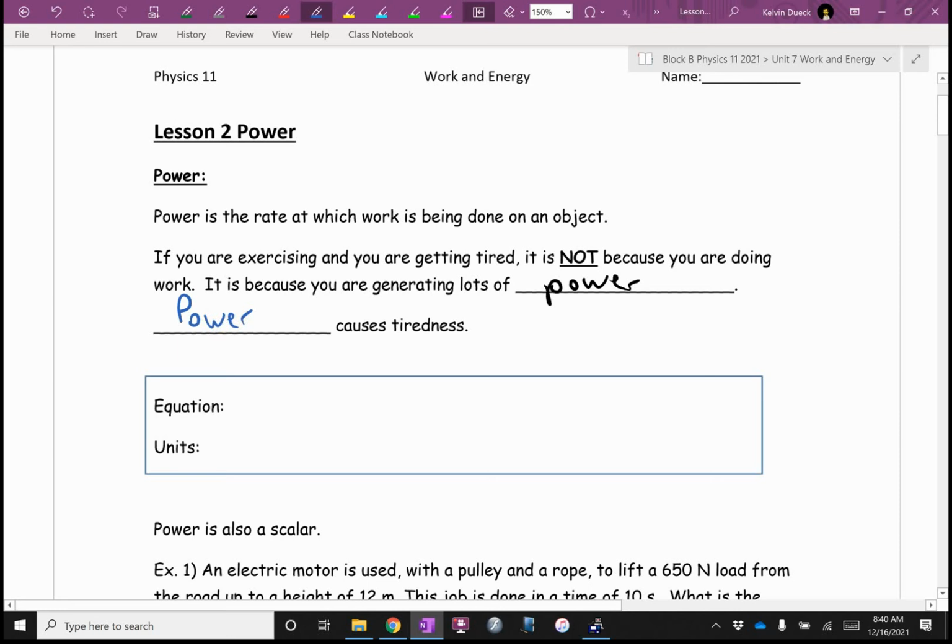Let me give you an example. If you walk up a flight of stairs and if you run up the flight of stairs, you've done the same amount of work. In fact, I can tell you how much work you did. It was mgh. You raised your mass times 9.8 times the height of the stairs. Which one is more tiring, walking a flight of stairs or running a flight of stairs? Why? You're doing the work faster.